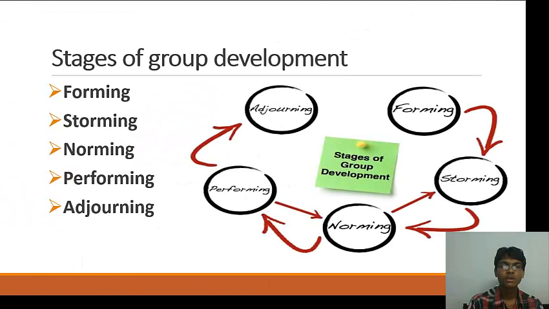Stages of group development. The first stage of group development is the forming stage. In this stage, members feel much uncertainty. The second stage of group development is the storming stage. In this stage, there is a lot of conflict between members.